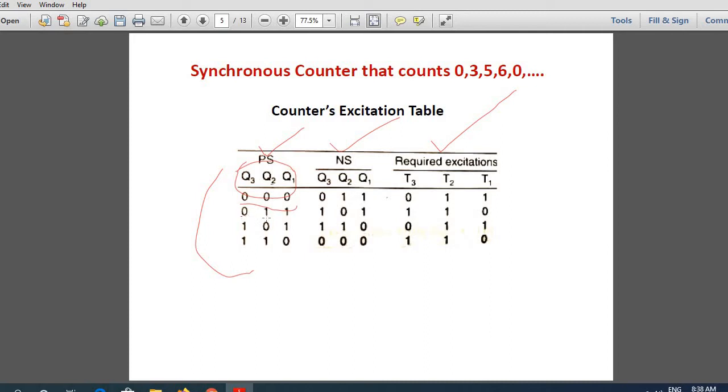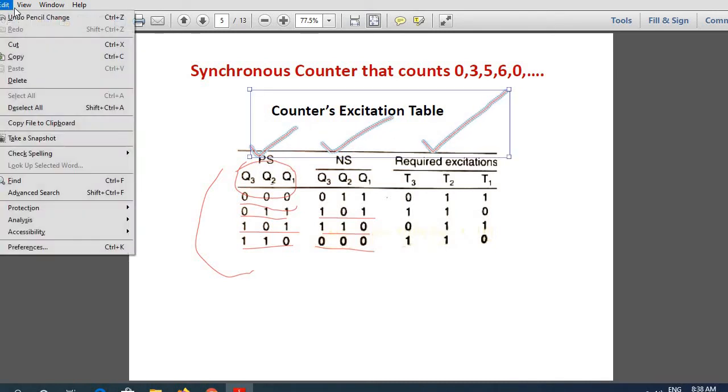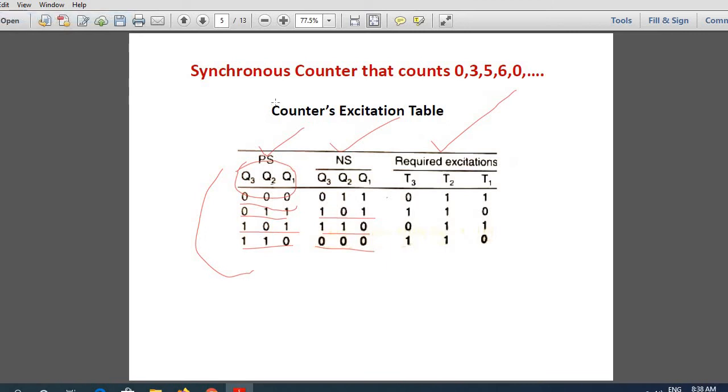Now, take the next present state, 011. If your counter is in state 011, or it is counting 3, what should it count next? It should count 5, 101. If your present count is 5, it should count next 6. If your present count is 6, it should next go to the reset state because it should start counting again. Now I hope constructing the next state is okay for you.